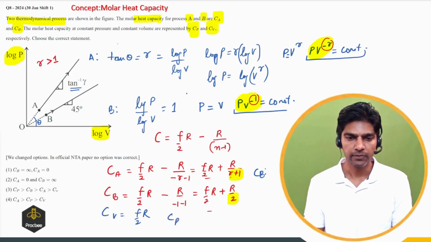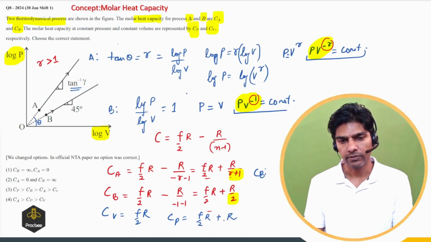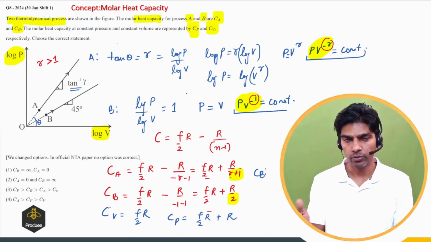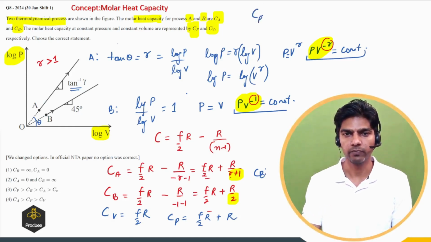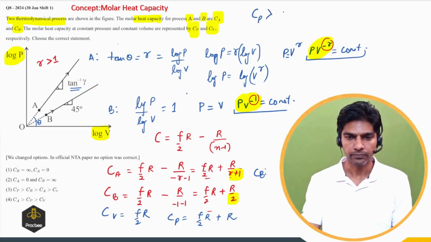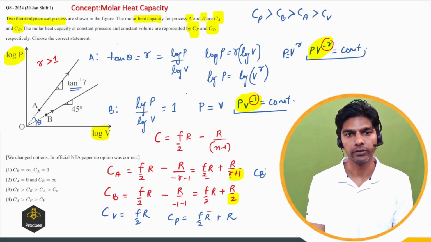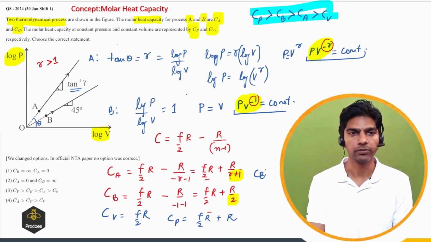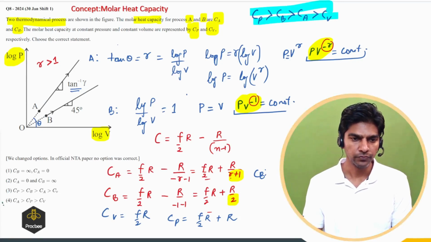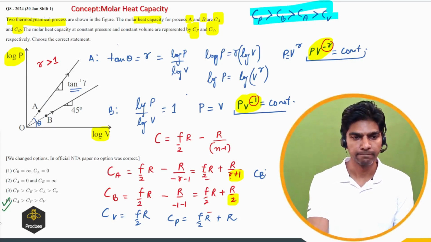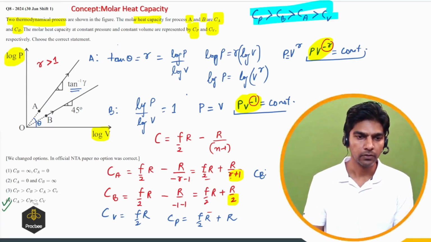And what is Cp? Cp is f by 2 times R plus R. So Cp is greater than all the molar heat capacities. We can say Cp will be greater than Cb, and Cb will be greater than Ca, and Ca is greater than Cv. So that should be the correct order. If you look at the options, option 4 is the right answer. Not option 4, option 3.